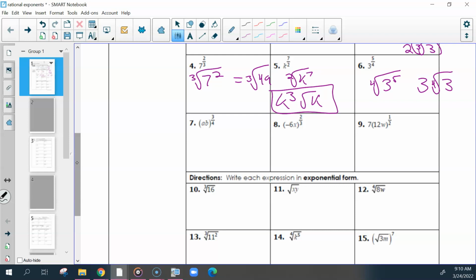Left over. 3 that comes out and 1 stays. AB to the 3/4. However, because we now know our exponent rules, we know that we could take that exponent and multiply it to the exponents of a and b. So this would be the 4th root of a to the 3rd.